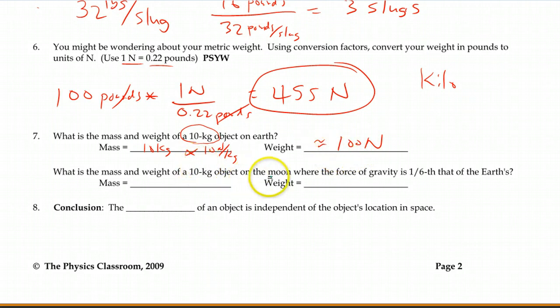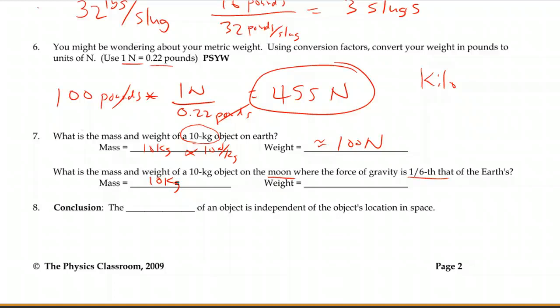Now, if we take it to the moon, where gravity is only 1/6 as much as it is on the Earth, then the mass, the amount of matter it's made of, will still be the same. This will still be 10 kilograms. Unless we cut the object into smaller pieces, take some stuff away from the object, or glue on some additional matter, the amount of mass stays the same no matter where you're located. It's the weight that'll be different.